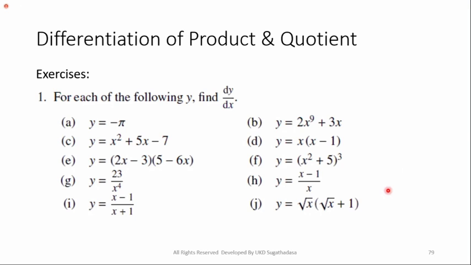But for the time being, you can expand this one first. X squared plus 5 to the power 3. You can expand using the binomial theorem, if you can remember it, 3C0 x squared. When you expand (a plus b) to the power 3.